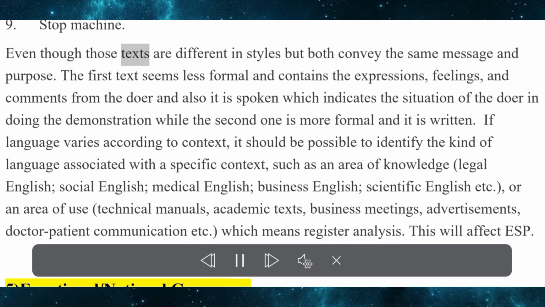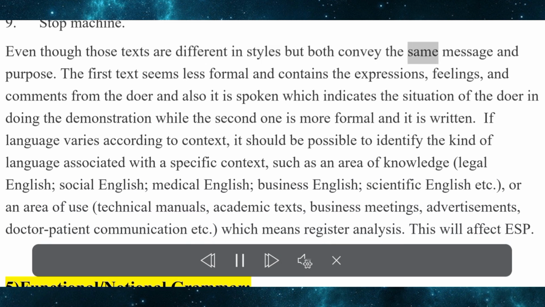Even though those texts are different in style, both convey the same message and purpose. The first text seems less formal and contains the expressions, feelings, and comments from the doer, and also it is spoken, which indicates the situation of the doer in doing the demonstration, while the second one is more formal and it is written.